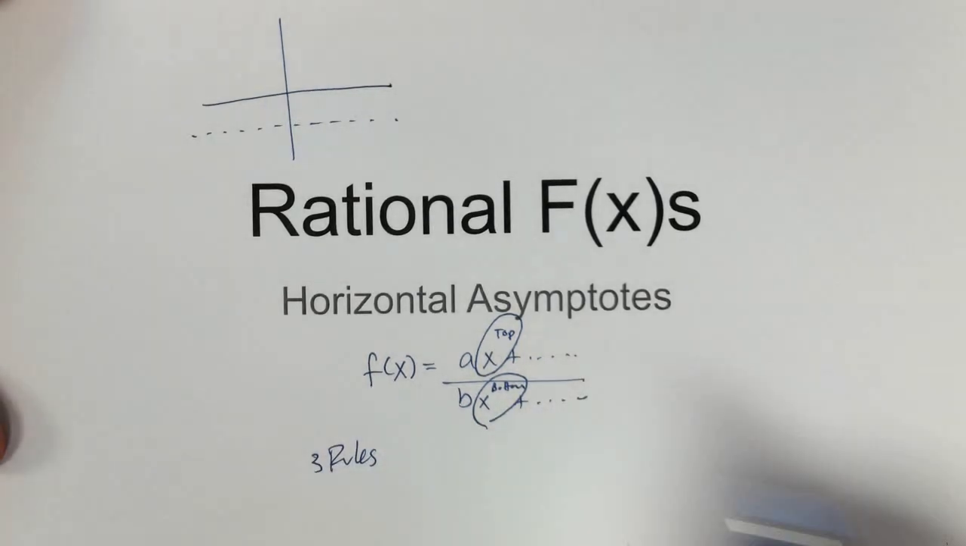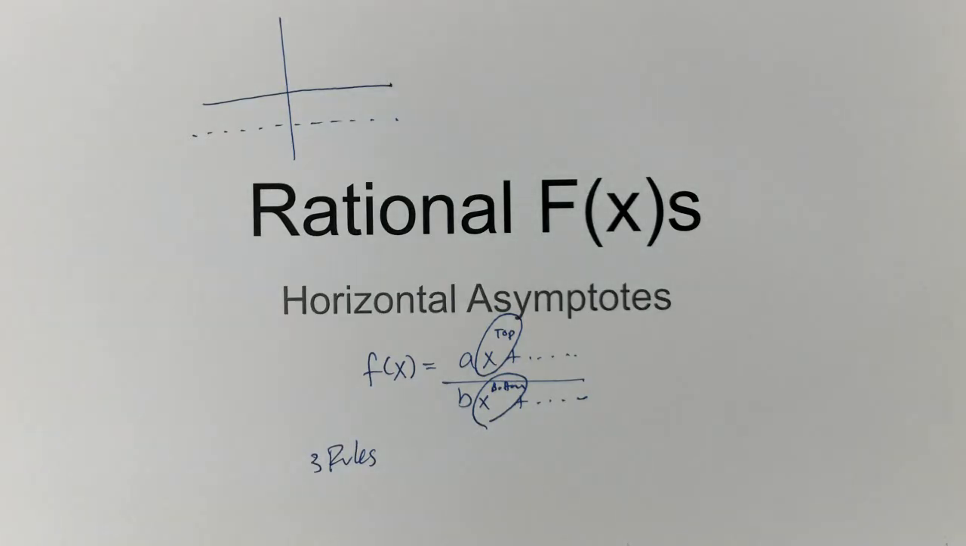I have three rules for horizontal asymptotes. I will discuss two of those in this video, and then in the next video I will talk about the third rule specifically on its own. But I will address it here so you can have an idea of what we're talking about.